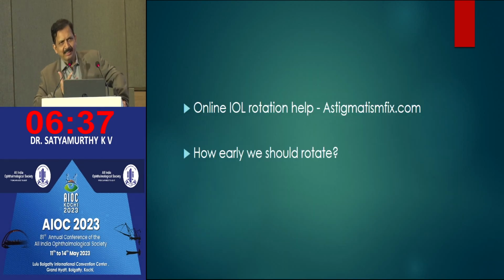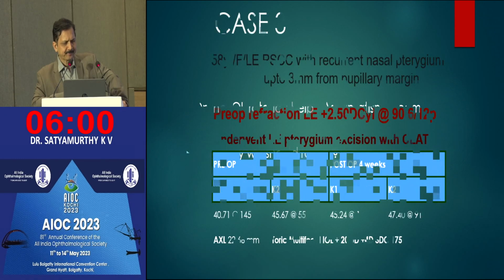Then we have online calculators like astigmatismfix.com. There are so many other online calculators which tell us how much we should rotate. Another question is how early you should rotate the lens, before the fibrosis sets in. Usually it's said 1 to 2 weeks, but some people say 4 weeks. Suppose the patient comes to you after 6 months, we can still go ahead and do it. The only thing is you will have to separate the lens from the fibrous capsule and then rotate it, so take all the precautions like that.